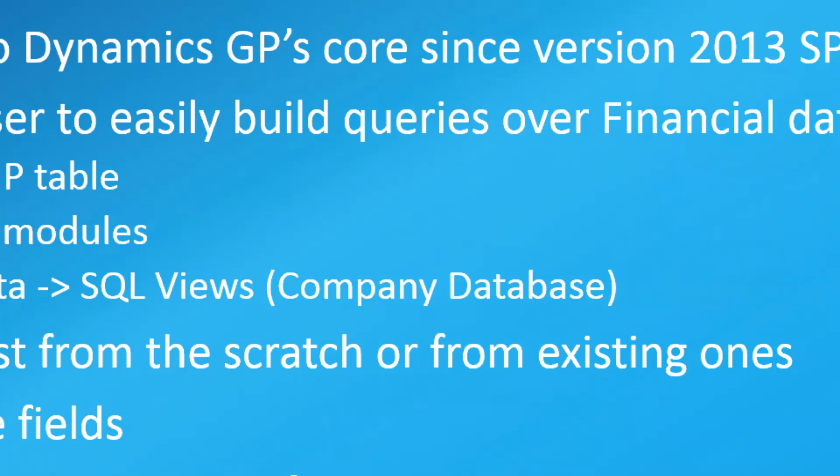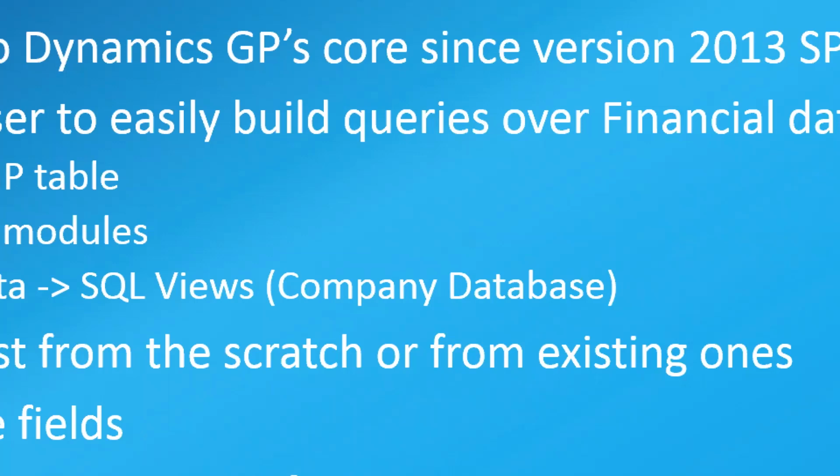Smart List Designer is a tool that was first introduced on GP Core since the version 2013 Service Pack 2. Since that version, additional features and enhancements have been added to the tool, so the user can have a really friendly way to use it and to meet the purpose of the tool, which is to allow the user to easily build queries over financial data.